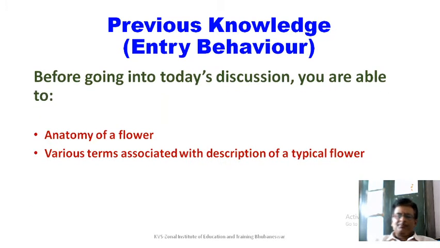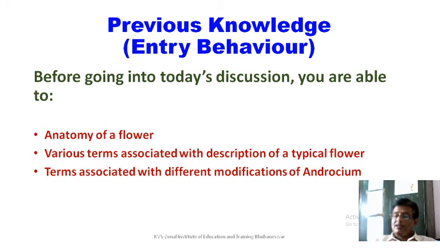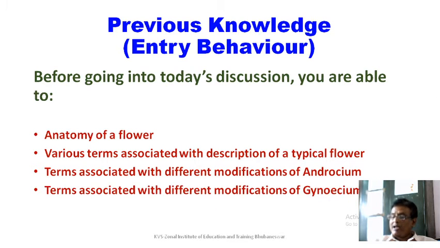This is quite an easy chapter for you. Why? Because in class 11th you have done some of the important things like anatomy of flower, various terms associated with description of a typical flower, and terms associated with different modifications of androecium as well as gynoecium.